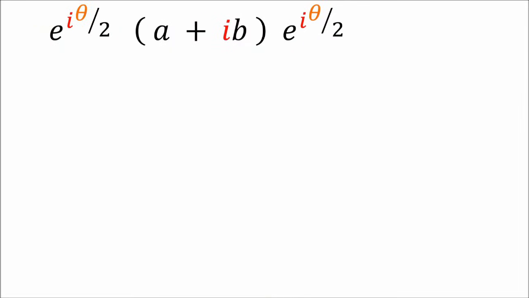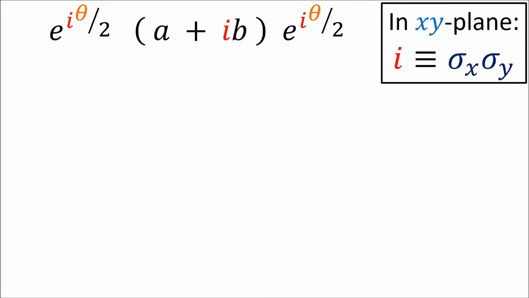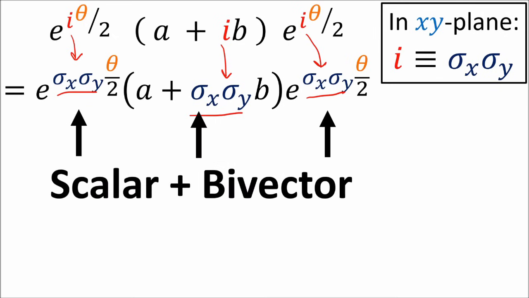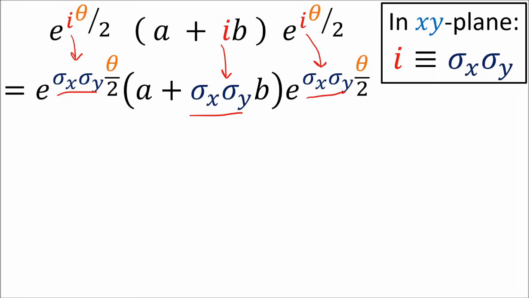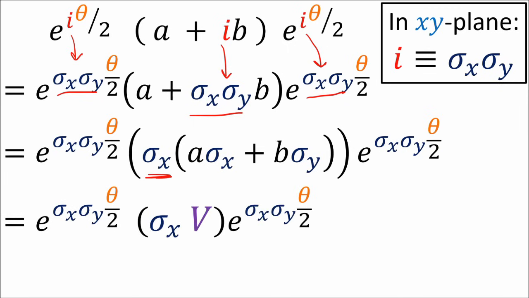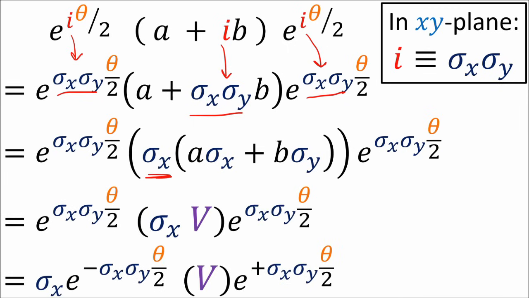The key is to realize that in the xy plane, the complex i is just the bivector sigma x times sigma y in disguise. In the complex number approach, both the rotator and the object being rotated are a scalar plus a bivector. In Clifford algebras, the object being rotated is a vector instead. We can make the two equivalent if we pre-multiply this vector by sigma x. This explains where the sign change comes from. Swapping order with a sigma x introduces an extra minus sign.